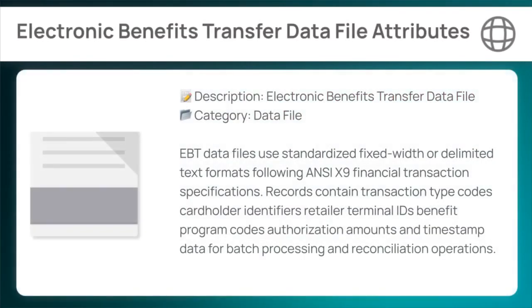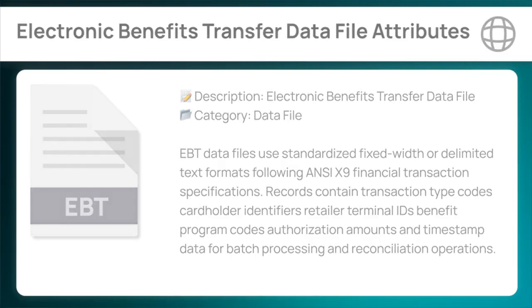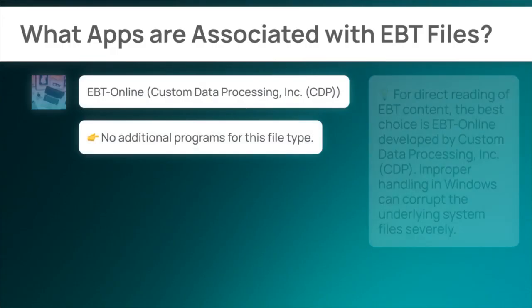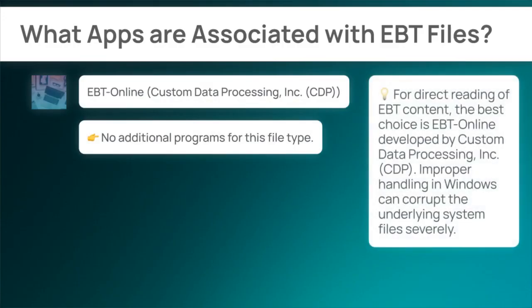EBT data files use standardized fixed-width or delimited text formats following ANSI X9 financial transaction specifications. Records contain transaction type codes, cardholder identifiers, retailer terminal IDs, benefit program codes, authorization amounts, and timestamp data for batch processing and reconciliation operations. Historically, the main tool for managing the EBT type has been EBT-Online by Custom Data Processing, known as CDP. A dedicated program is essential to prevent unintended security breaches or data loss. Windows provides only limited attributes, so meaningful interpretation depends on the appropriate software.